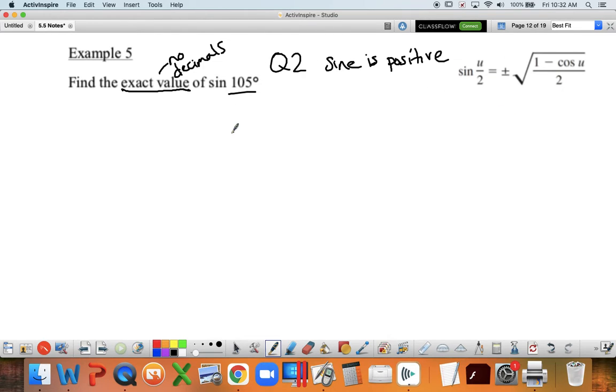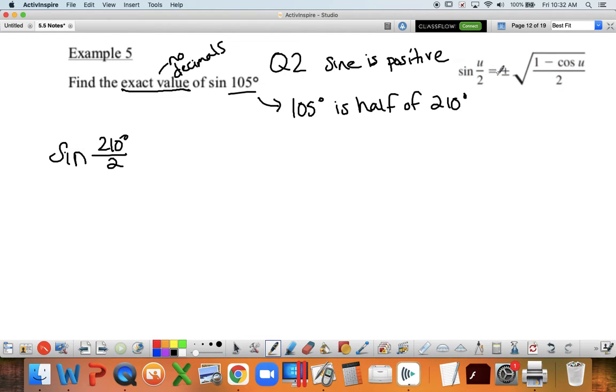The reason I'm using a half angle equation is that 105 degrees is half of 210 degrees, which is on our unit circle. That's why, if we have to do exact values, we want to be able to use our unit circle. So let's use 210 degrees. I'm going to calculate the sine of 210 degrees divided by 2, which is 105, so it looks just like our equation here, equals the positive square root of 1 minus cosine of 210 degrees, all divided by 2.